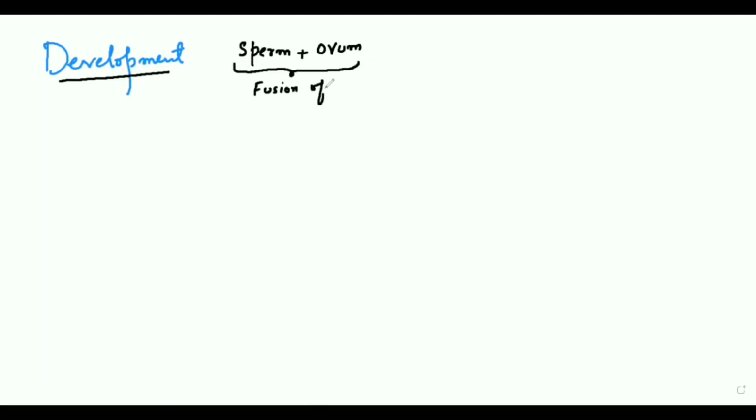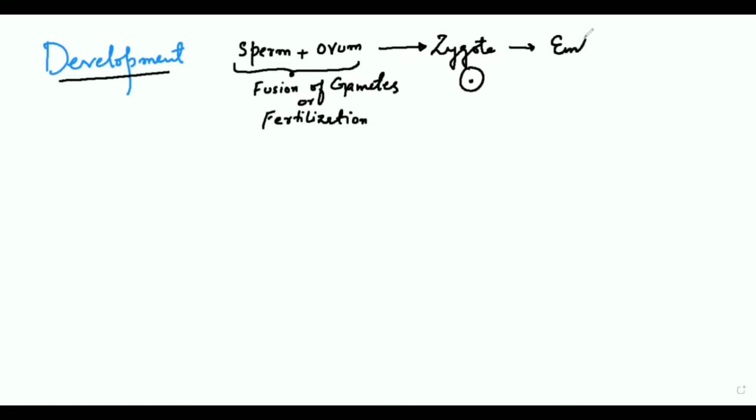Basically it is the fusion of gametes. What is this fusion of gametes called? It's called fertilization, correct? After fertilization, what is formed is the zygote. A single cell is formed, which we call zygote. And this zygote is then going to form the embryo. Let me make it simple over here.